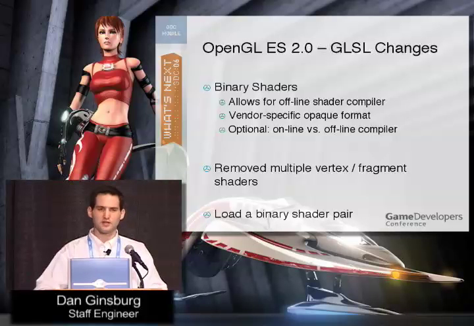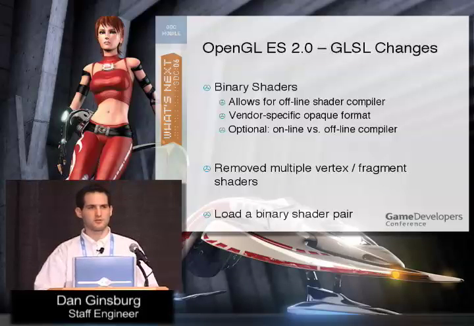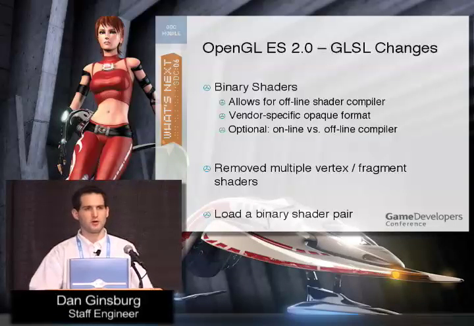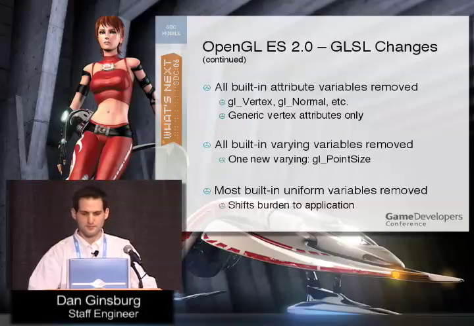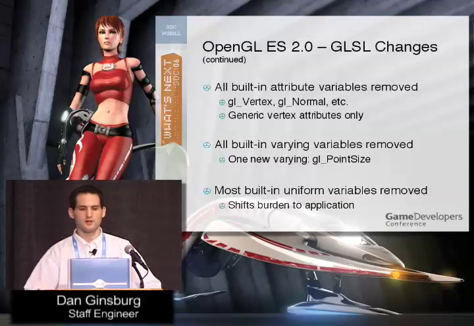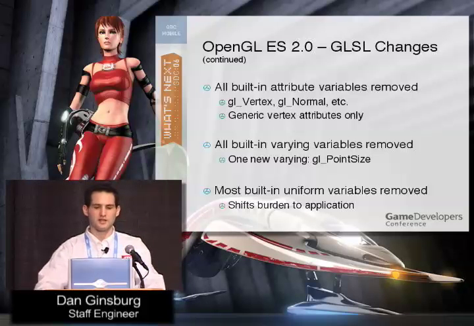And in addition, you can now load a binary shader pair. So not only can you compile an individual Vertex or individual Fragment shader offline, you can link those together offline and just load the binary pair so that the offline tool can do all of the work. In terms of the language itself, we'll talk about some of the things that have changed in that.